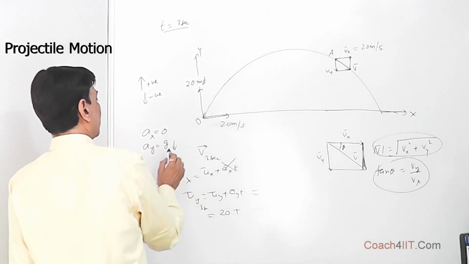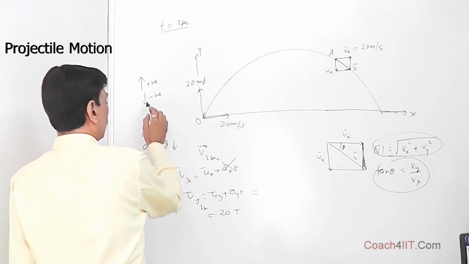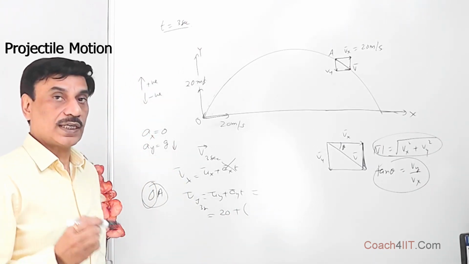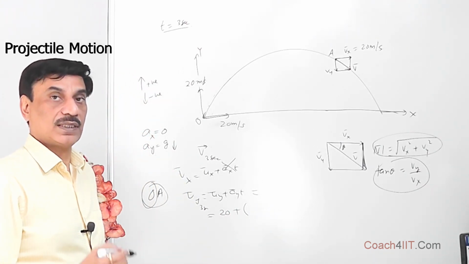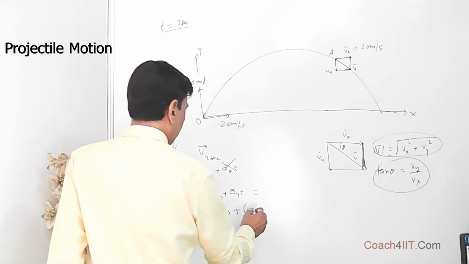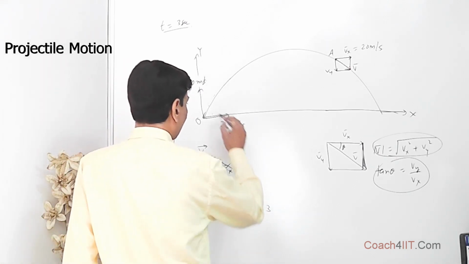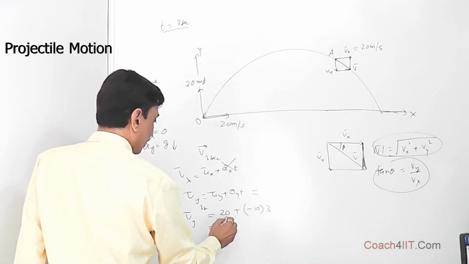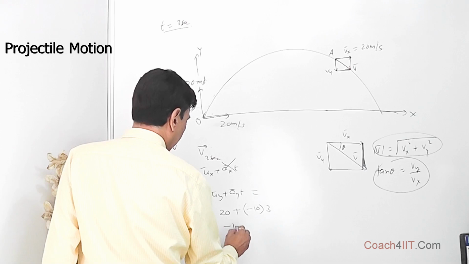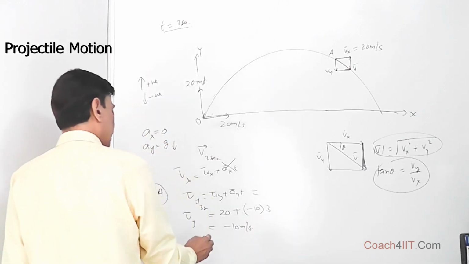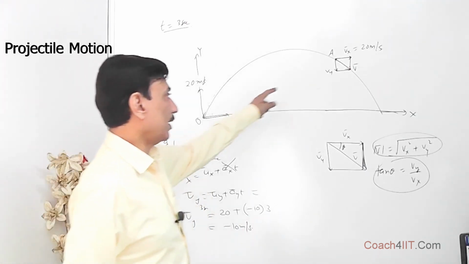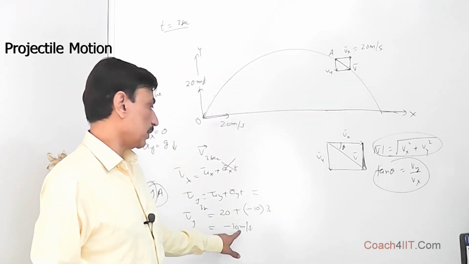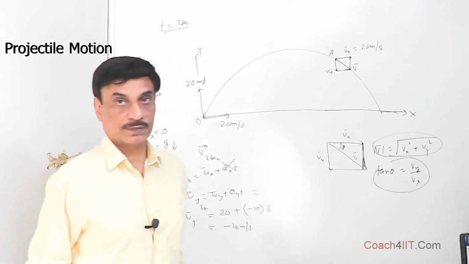Acceleration on the y-axis we are taking as g in the downward direction, and the downward direction is negative. For ease of calculation we are taking g not as 9.81 meter per second square but 10 meter per second square. So this is minus 10. Time we are taking from here to here is 3 seconds. So Vy comes out to be 20 minus 30, that is minus 10 meter per second. It means right now when the body is over here at t equal to 3 seconds, it is going to have a velocity of magnitude 10 meter per second in the vertical downward direction.